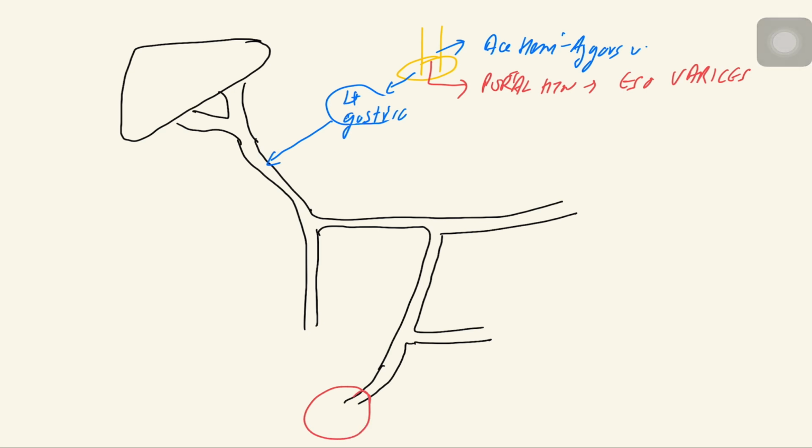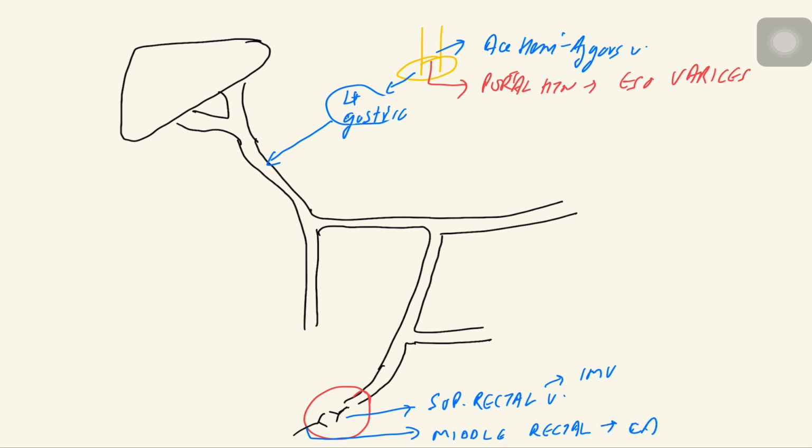The second site is your anal canal. So in anal canal, you have anastomosis between the superior rectal vein, which in turn drains into inferior mesenteric vein, and middle rectal vein, which is a tributary of caval system.